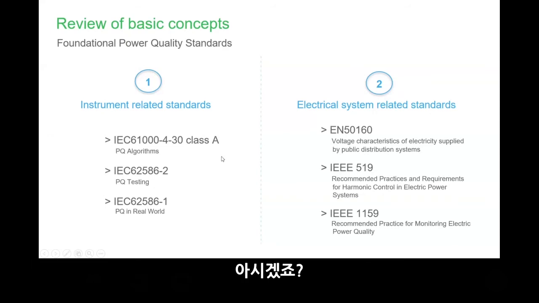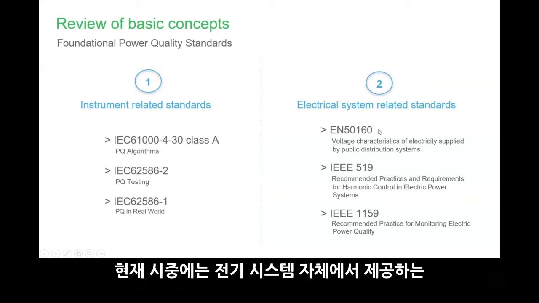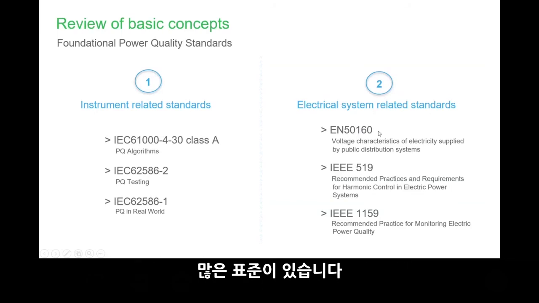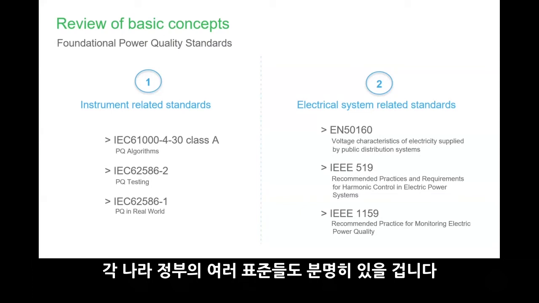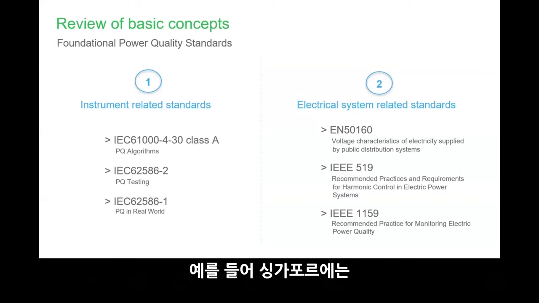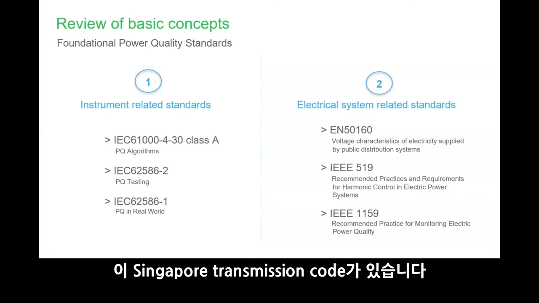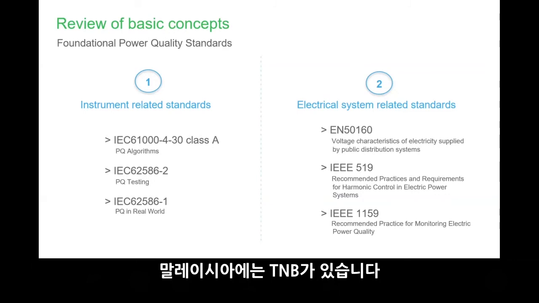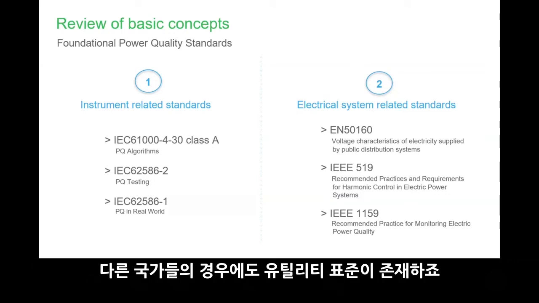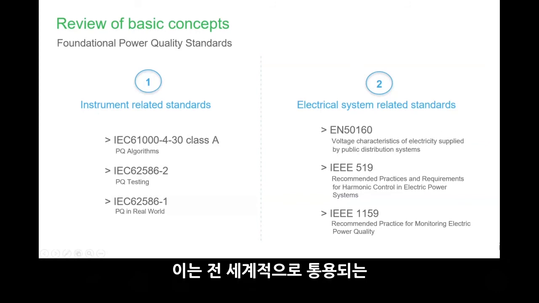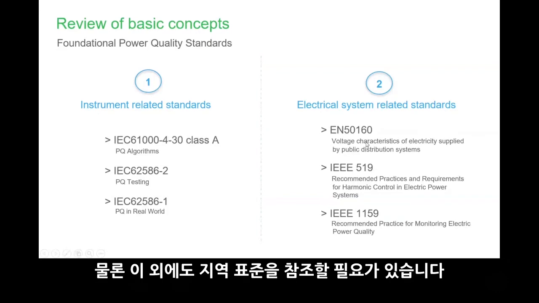All right. Now, under the electrical system itself, we have a lot of standards available in the market. There are definitely a lot of standards from the local government as well. For example, in Singapore, we have the Singapore Transmission Code. In Malaysia, we have the TNB, and in other countries, you have the utility standards as well. So these are the three generic standards globally. Of course, on top of that, you need to reference your local standard itself.